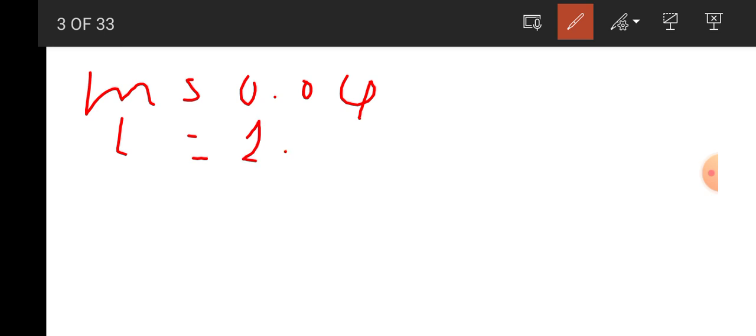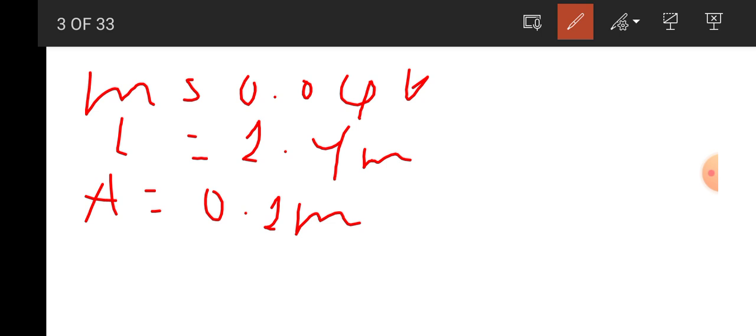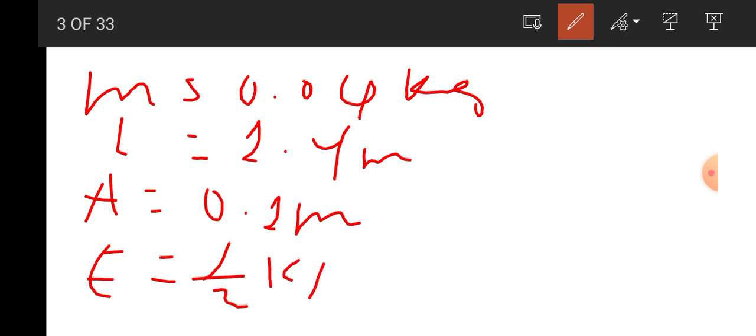What is the given? Mass is equal to 0.04 kilogram. L, length of the string, 1.4, and amplitude is equal to 0.1 meter. Now to determine the total energy, let's say E is equal to 1 over 2 K times amplitude square.